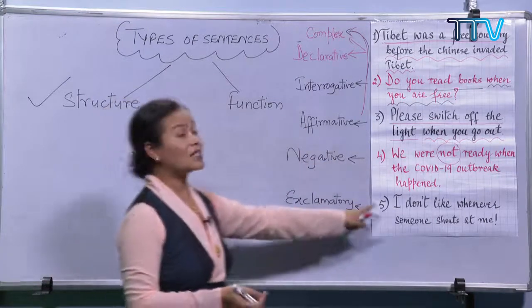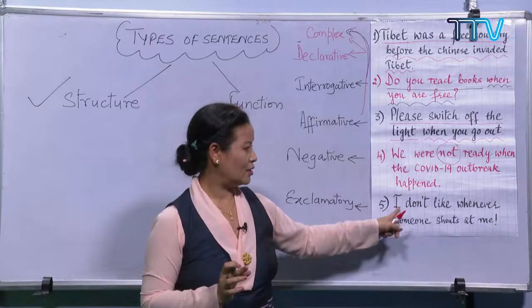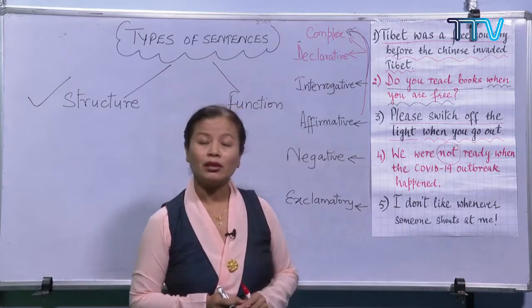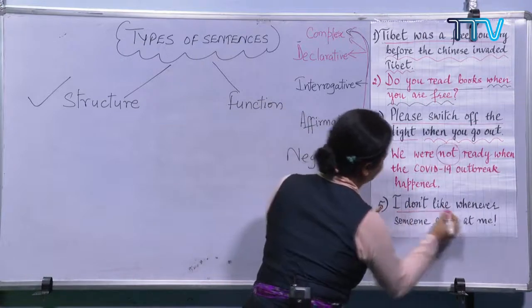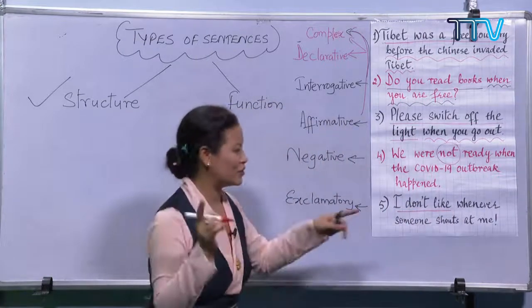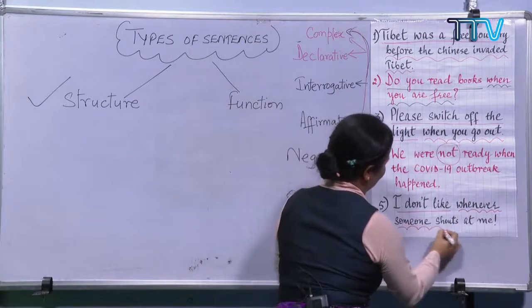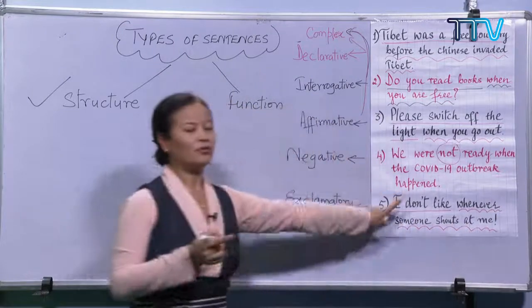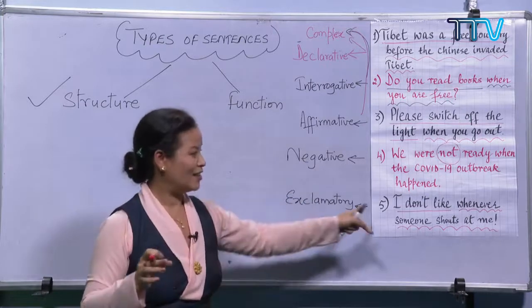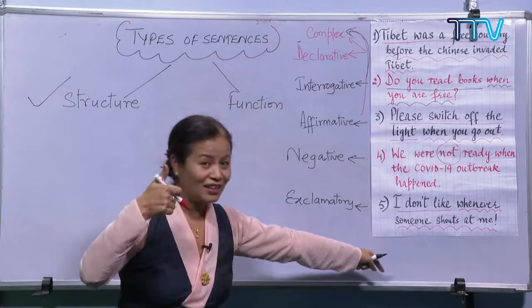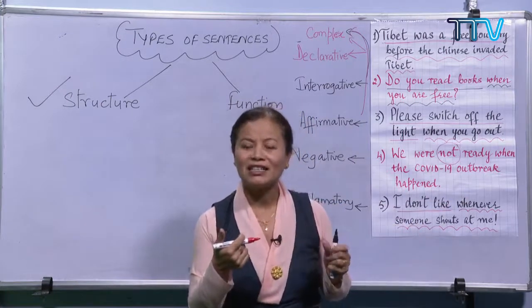Okay, so now we know the function of this sentence. Now if you look at the structure, how does this sentence look like? I don't like whenever someone shouts at me. Okay. I don't like. It's a clause. Now you decide which clause. Okay. And then whenever or when, right? Someone shouts at me. So there are two clauses in this sentence. You just identify which one is which clause. I don't like is an independent clause. Whenever someone shouts at me is a dependent clause.